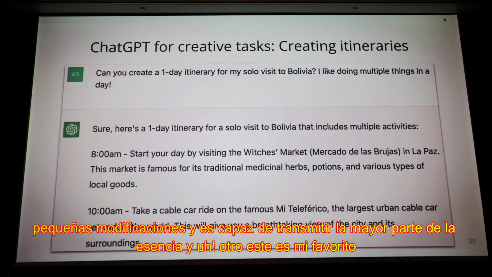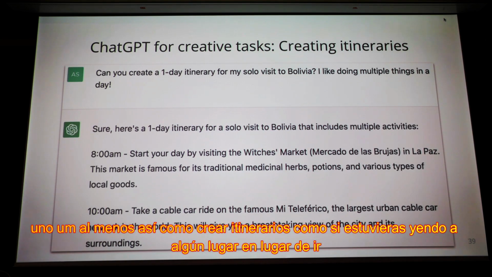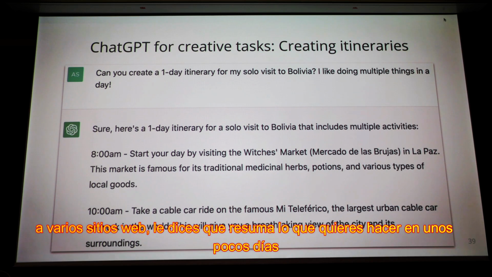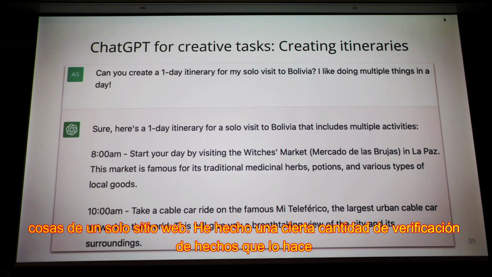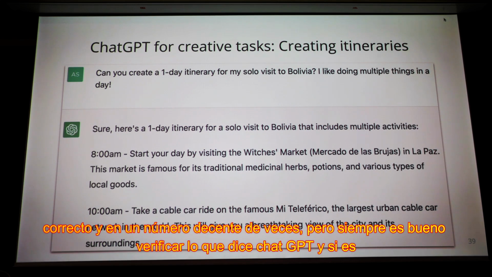And this is my favorite one, at least. Creating itineraries. You're going somewhere, and instead of going over multiple websites, you tell it to summarize what you want to do in a few days. And it's interesting because I've done this multiple times, and it doesn't necessarily retrieve things only from a single website. I've done some amount of fact checking. It gets it right a decent number of times, but it's always good to fact check what ChatGPT says.